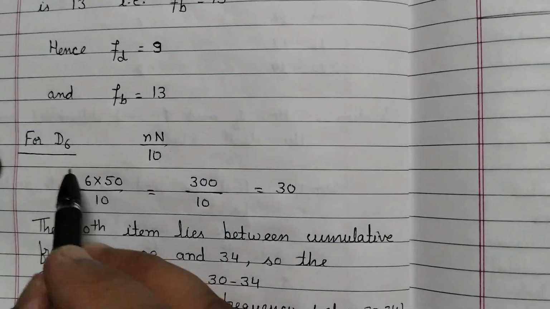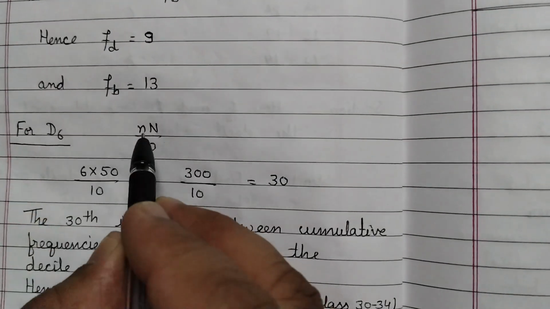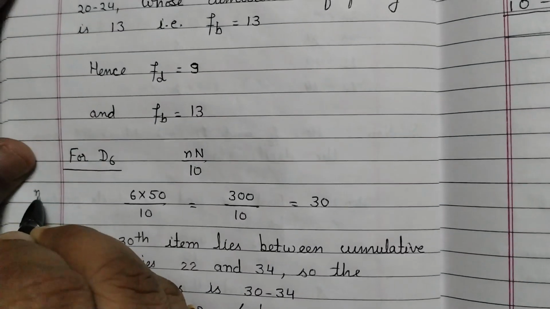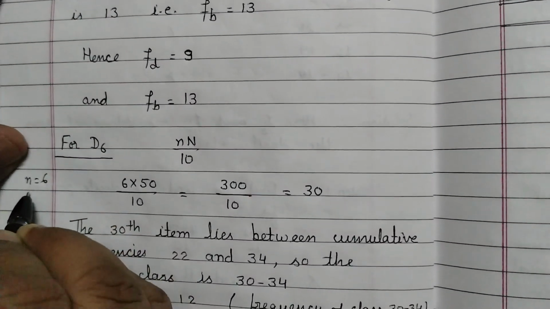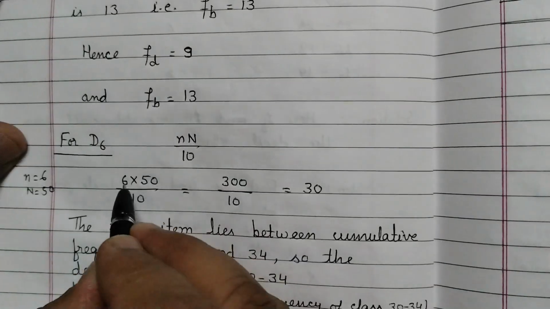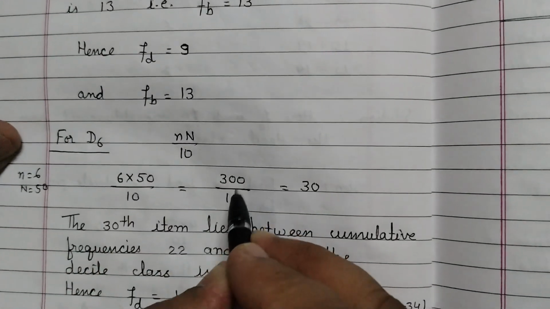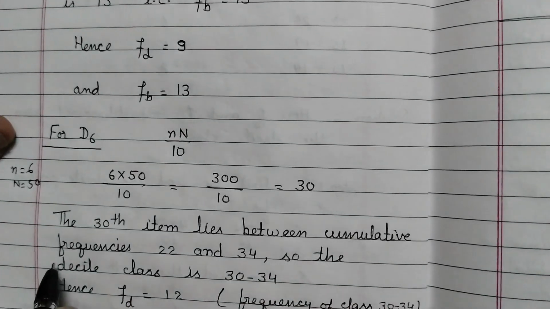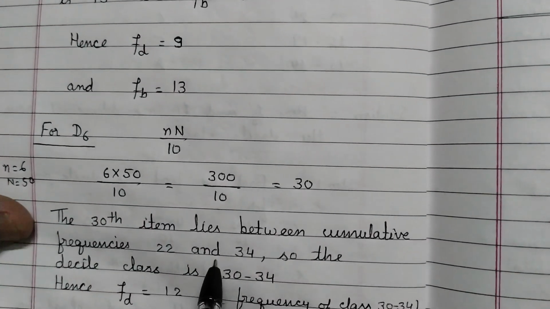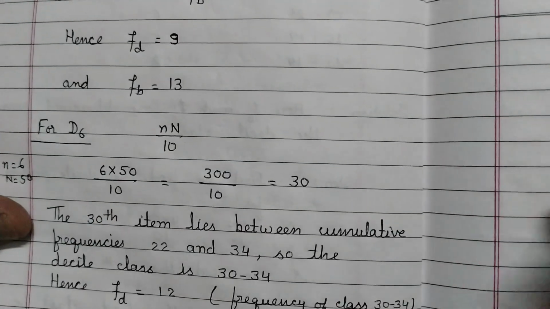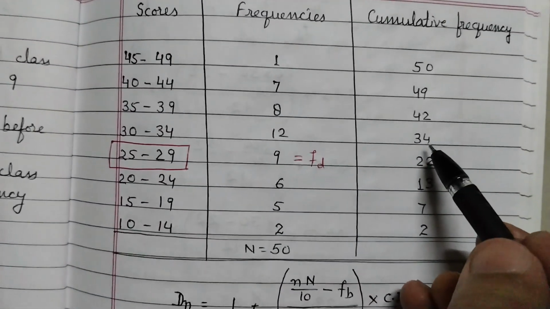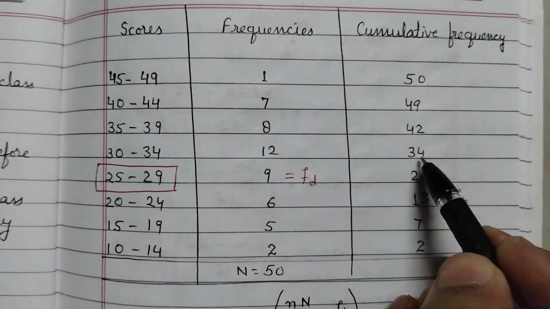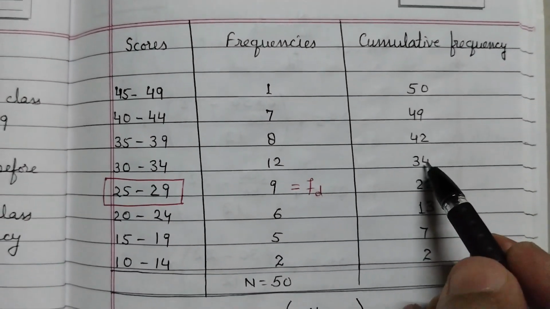Similarly for D6, small n is equal to 6 and capital N is again 50. So 6 into 50 by 10, that is 300 by 10, that is 30. Now the 30th item lies between cumulative frequencies 22 and 34. So come to this column. The 30th item is lying between 22 and 34, very close to this 34.